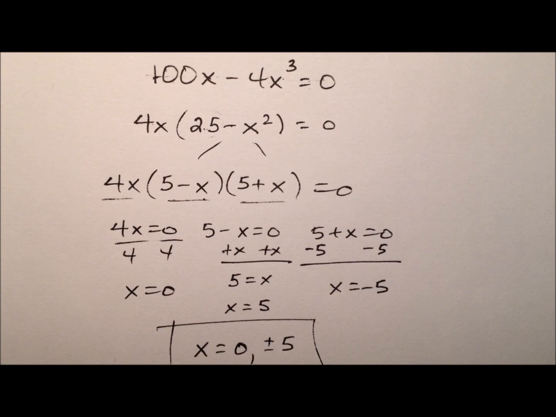We solved this by making sure that all the terms were on one side, and they were because that was how the equation was given to us. And then we factored and used the zero property of multiplication to find those three values.